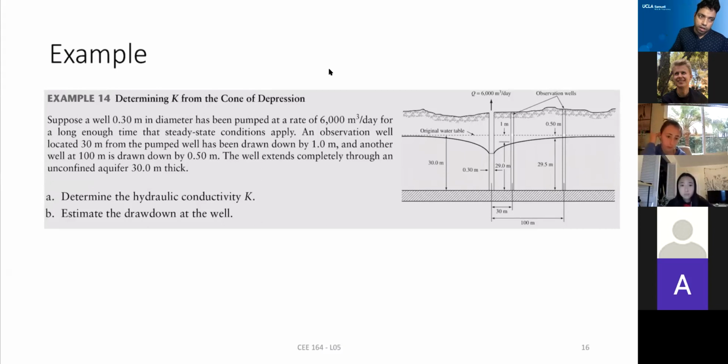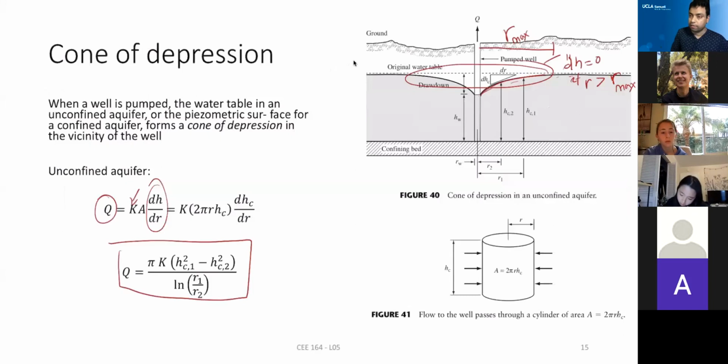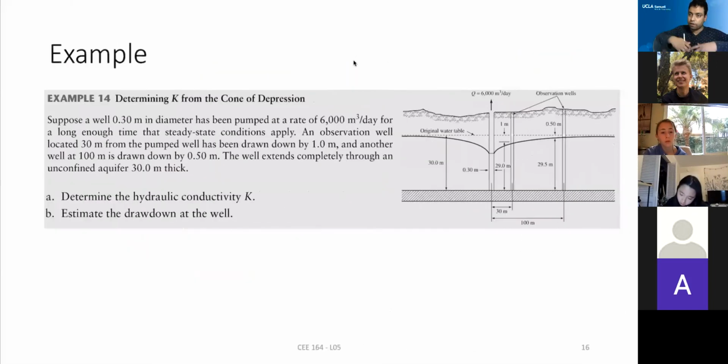Suppose a well of 0.3 meters in diameter has been pumped at a rate of 6,000 cubic meter per day for a long time, so that the steady state condition applies. Steady state means the heads at any location is not changing with time. Okay. And all these equations over here assume steady state. That means the head is not dropping or changing at that well with time.